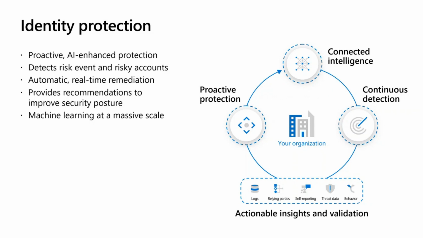But some of the things we're looking for, for risk events and risky accounts. There's six types of risk events that we're using for machine learning and heuristic rules. Users with leaked credentials. Sign-ins from anonymous IP addresses, impossible travel to atypical locations, sign-ins from infected devices, sign-ins from IP addresses with suspicious activity, or just sign-ins from unfamiliar locations, right? So we're employing user behavior analytics in there as well.